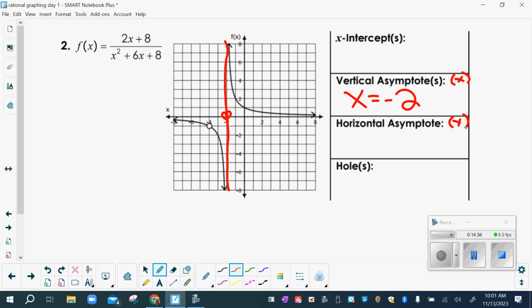Okay. How about our horizontal? Let's do it in blue. It's this one right here. And you know what? It hits this axis right there. So it's going to be y equals 0.